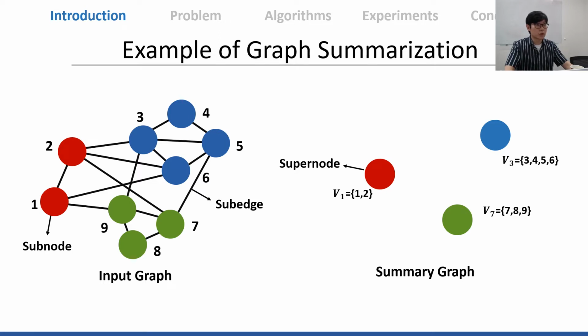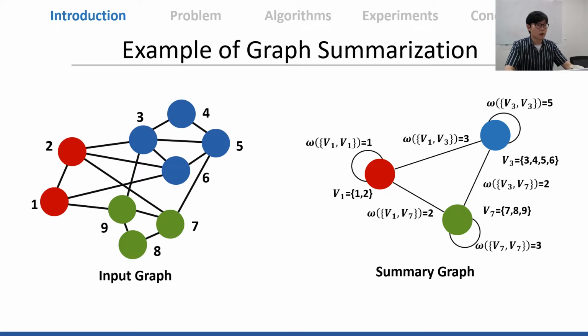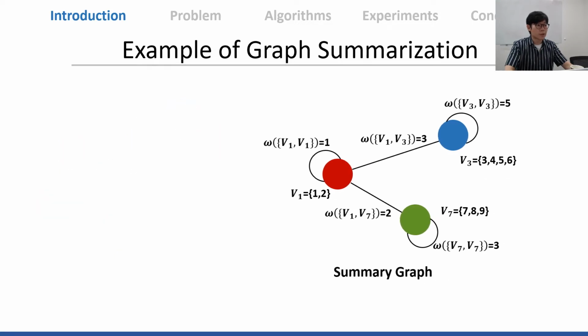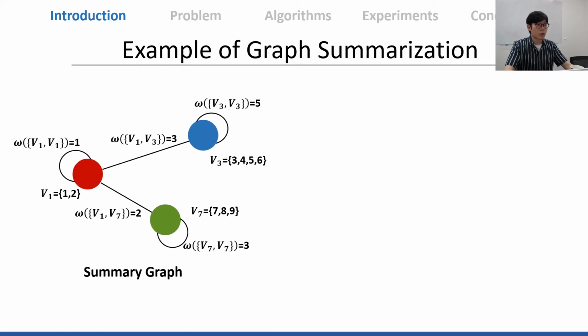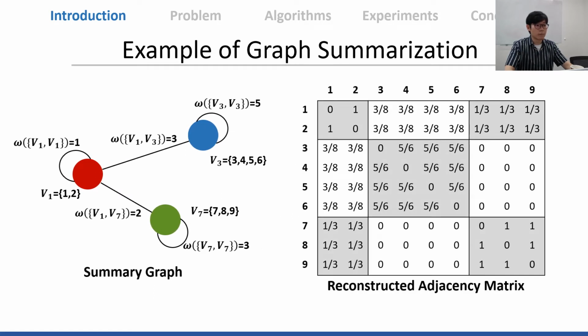The connection between supernodes is called a superedge, which has the weight that corresponds to the number of subedges between the two supernodes. For instance, since there are 3 subedges between supernodes V1 and V3, the weight of the superedge is 3. The other superedges and their weights are set the same. Note that for conciseness, some superedges can be dropped. From this summary graph, we can reconstruct the weighted adjacency matrix, which we name the reconstructed summary graph G hat.